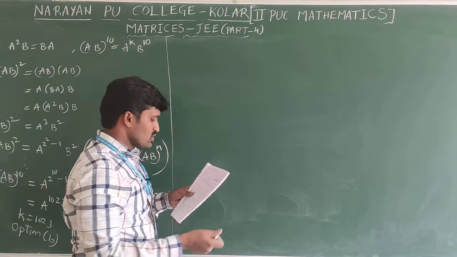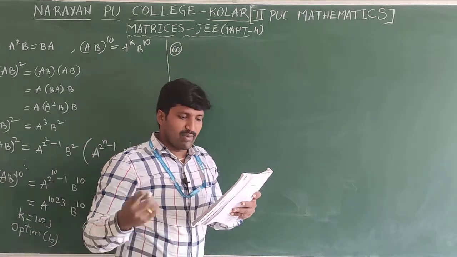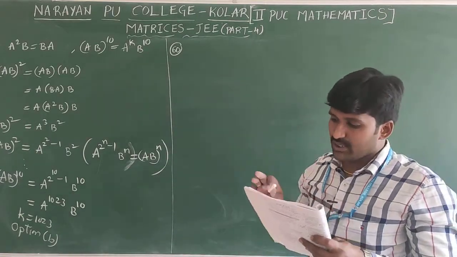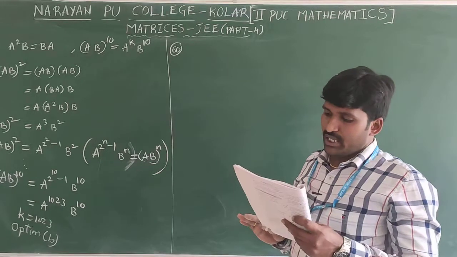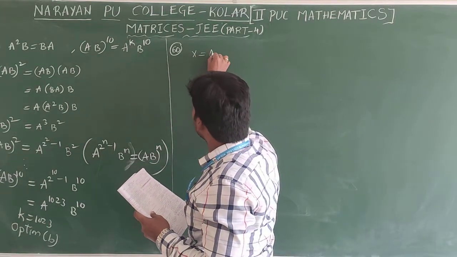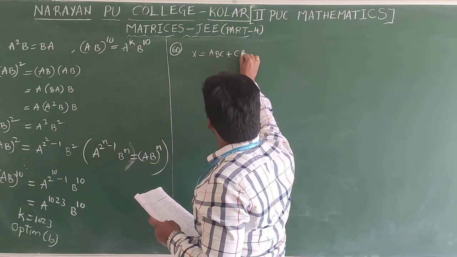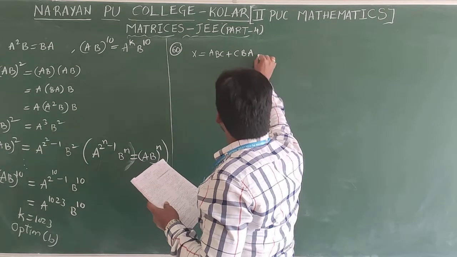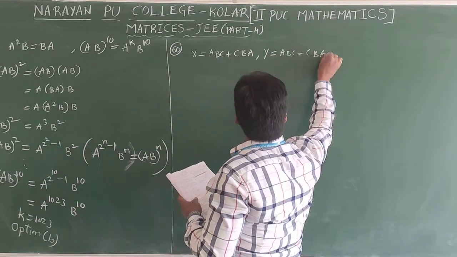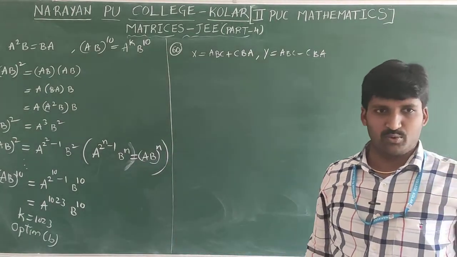Next, question number 60. A, B, C are three matrices of the same order such that any two are symmetric and the third one is skew symmetric. X is given as ABC plus CBA, and Y is given as ABC minus CBA. Then we need to find (XY) whole transpose.